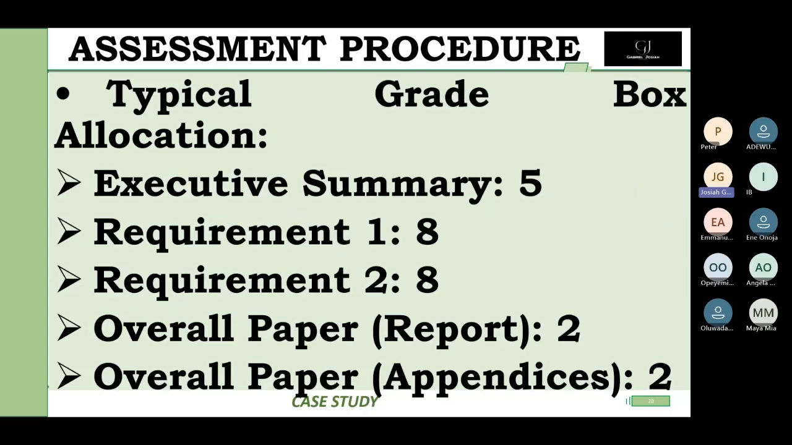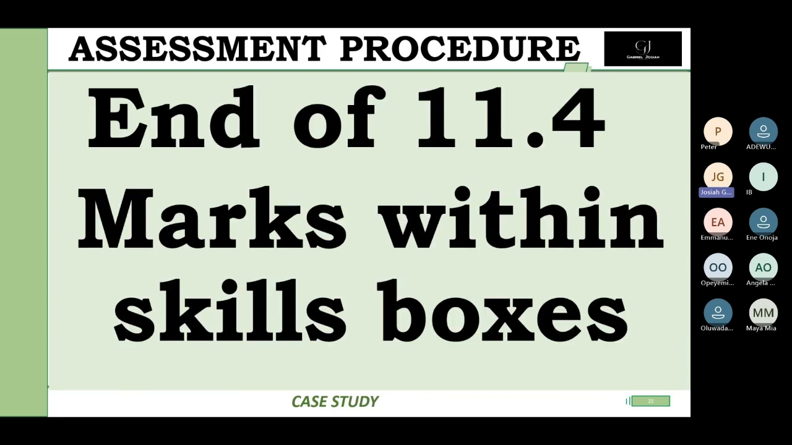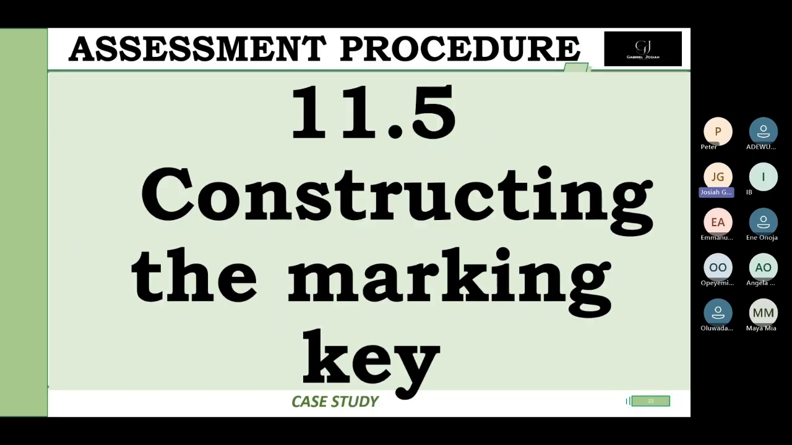Don't get it twisted, don't get confused. You're going to see how this pragmatically applies as we go ahead in the classes. So that's how marks are given within the skill boxes: 5 executive summary, 8 requirement 1, 8 requirement 2, the overall report 2, and the appendices 2, culminating in 25 marks. Very important, which will be multiplied by 4, and you have 100 marks.